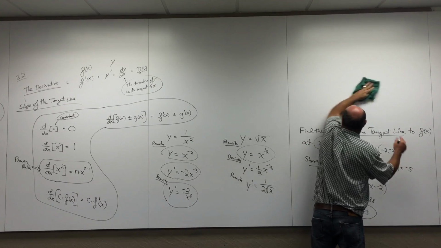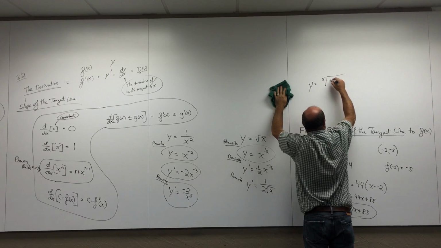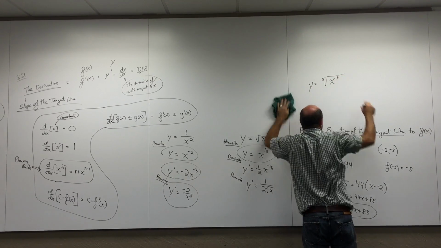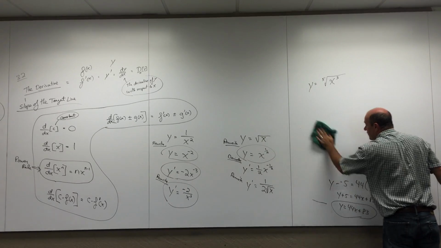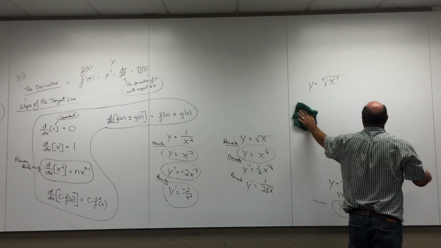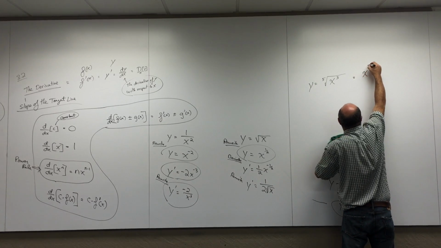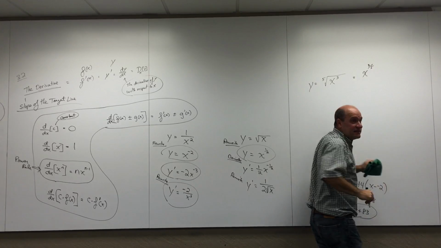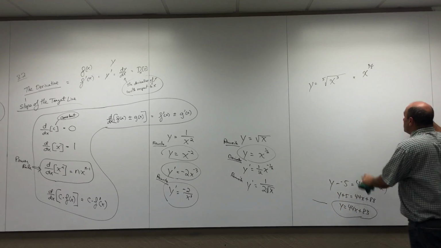Can you do this one? y equals the 5th root of x cubed. You need to rewrite it as a power. How do you rewrite it as a power? x to the 3/5. x to the 3/5? It's not upside down? No, it's not. Here's what you ought to know.